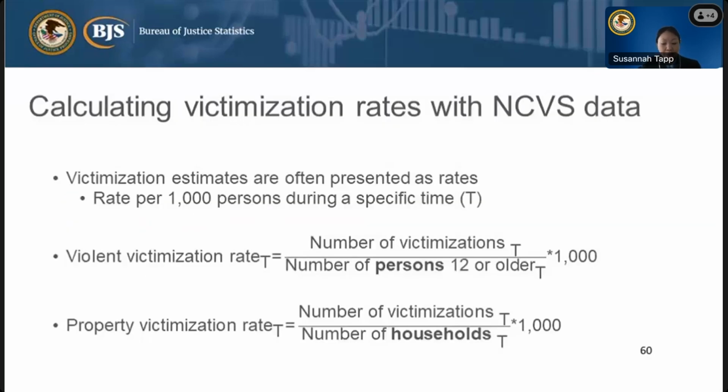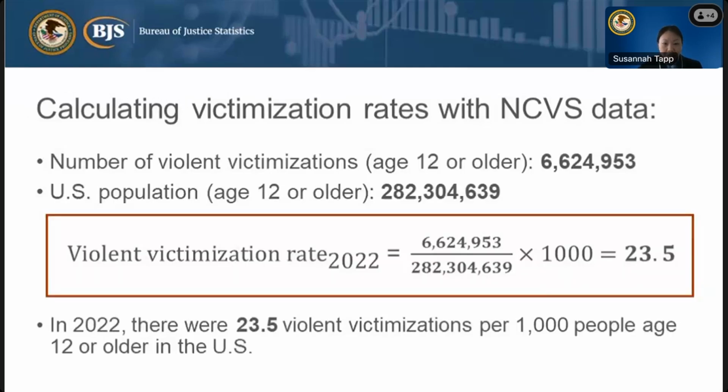Victimization estimates are often presented as rates. In BJS publications using NCVS data, we present the victimization rate per 1,000 people during a specific period of time. So the violent victimization rate is equal to the number of victimizations reported during that given time period divided by the number of persons in the population, and that would be only persons aged 12 or older, and then you multiply that by 1,000. For property victimization, it's the number of property victimizations divided by the number of households in the population.